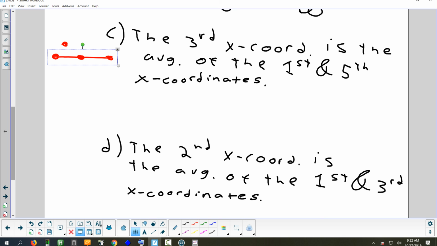Brianna, how do you think I'm going to get my last coordinate, which is the 4th one? Yeah, we're going to add them up and divide by 2. So we're going to average the 3rd and the 5th coordinates.